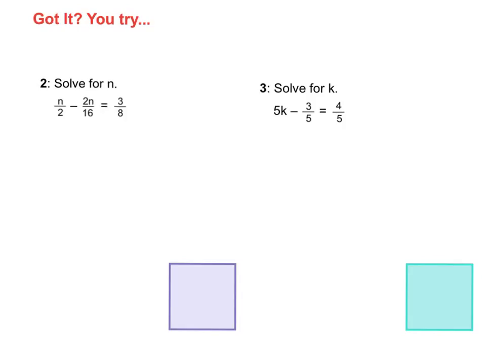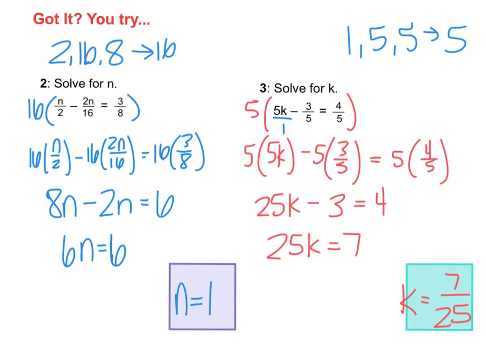Here are 2 problems. Try on your own. Give it a try. Come back and check your answers. And notice that when you solve, you should end up with n equals 1 for the first problem and k equals 7 over 25 for the second problem.